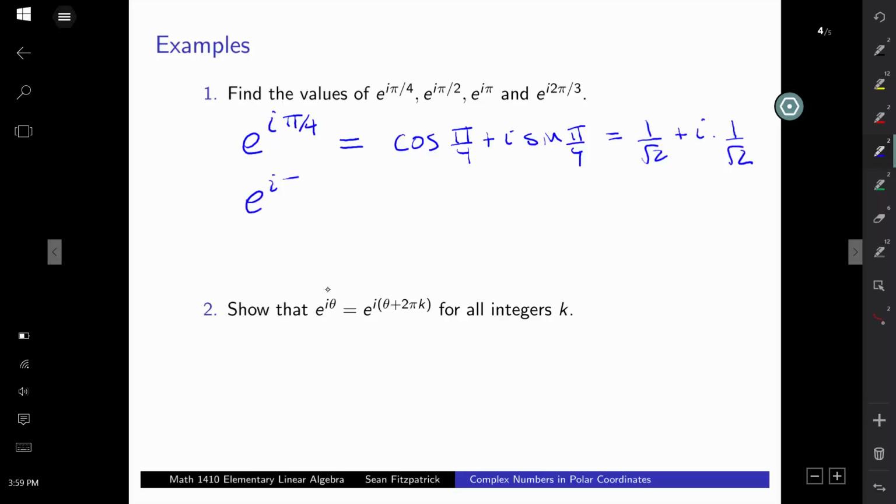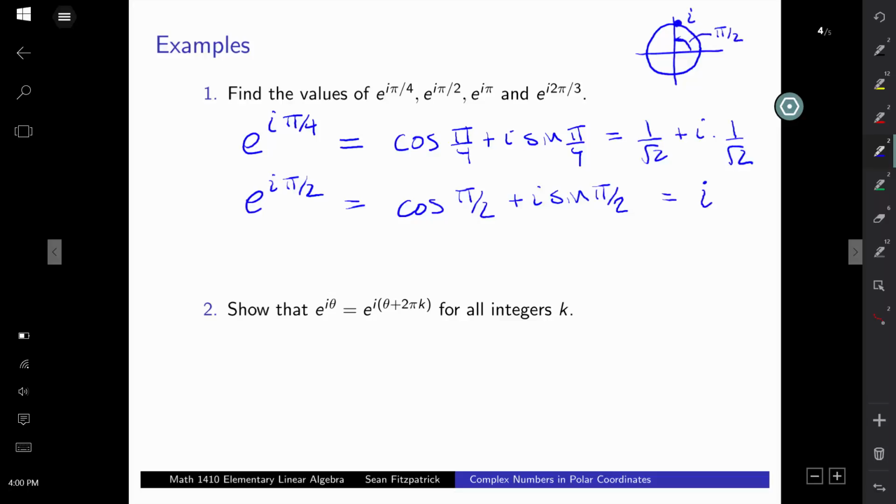E to the I pi over 2, that would be cosine of pi over 2 plus I sine of pi over 2. And we remember that cos pi over 2 is 0, sine of pi over 2 is 1, and so we simply get I, right? Again, that's one that's easy to visualize if you think of points on the unit circle, right? I is sitting up here at an angle of pi over 2. So that one makes sense. Geometrically, this should make a lot of sense.